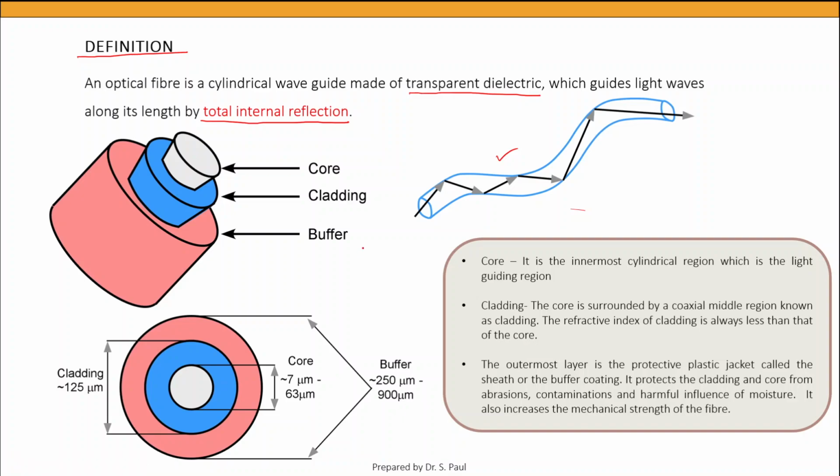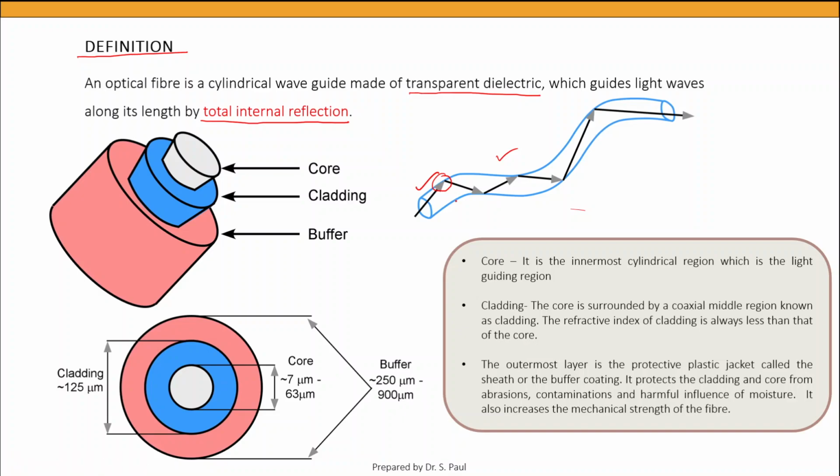That means when a light enters one end of the fiber, as you can see here, it undergoes a total internal reflection from the walls, and then it proceeds along the length of the fiber and undergoes successive total internal reflection.